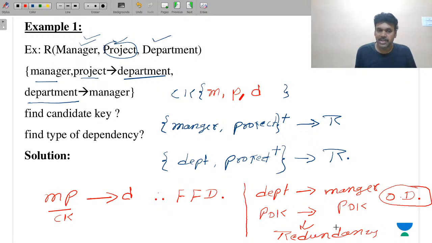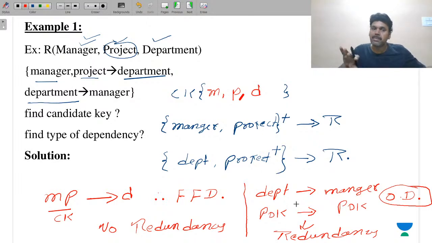You will have redundancy in that. You don't have redundancy in this, as MP is a what? Candidate key. So what to do? We want to break this overlapping dependency and decompose your R into two tables. Therefore, both become fully functional dependencies and you don't find any concept of redundancy. Okay.